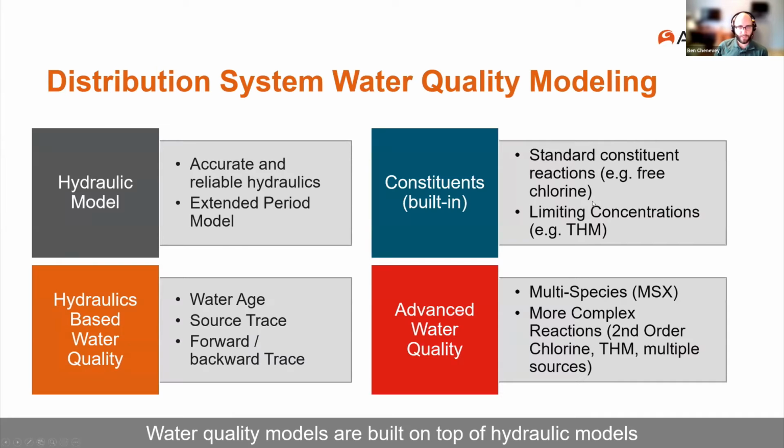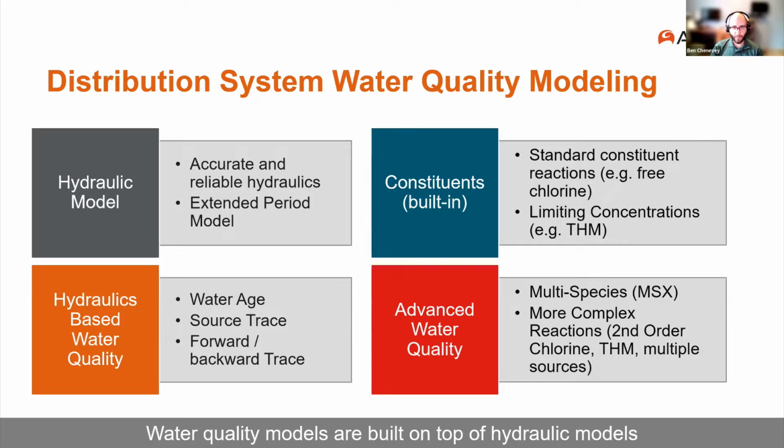So first up, distribution system water quality modeling is always built on top of hydraulic modeling. Before we can get to water quality, we have to have a hydraulic model of the distribution system, and that has to be accurate. You need reliable hydraulic results before you do the water quality portion, because we're building on top of those hydraulics to look at water quality. It also has to be an extended period simulation, so we can't do a steady state simulation.